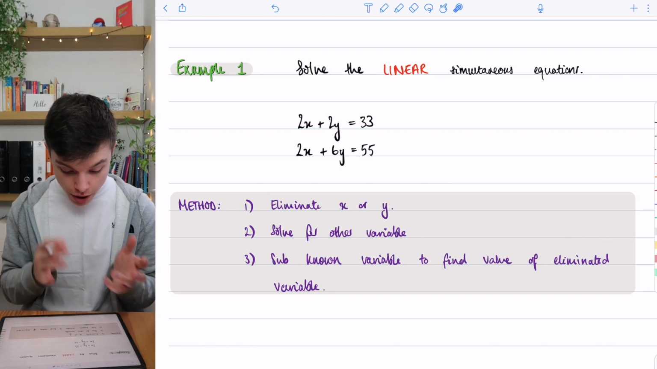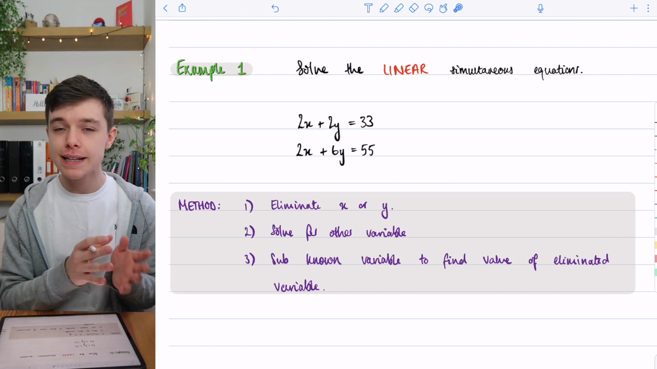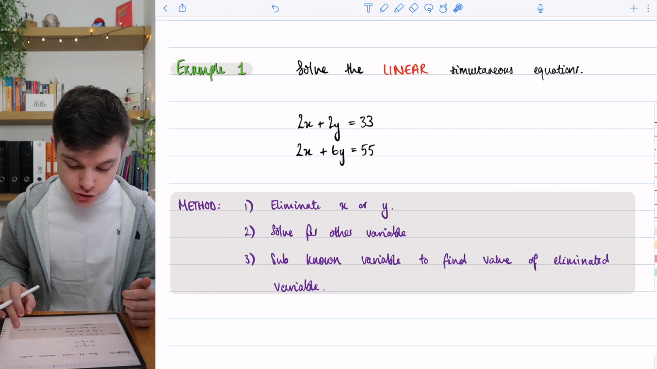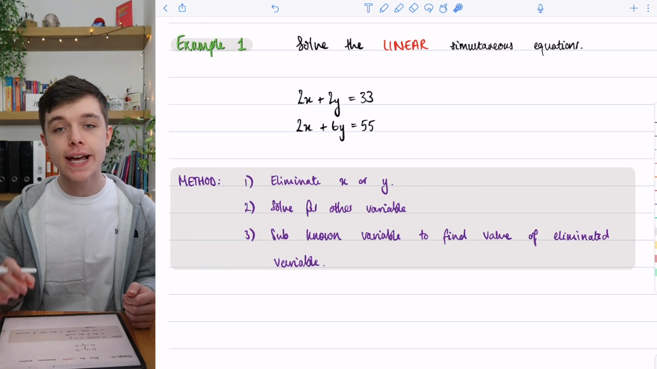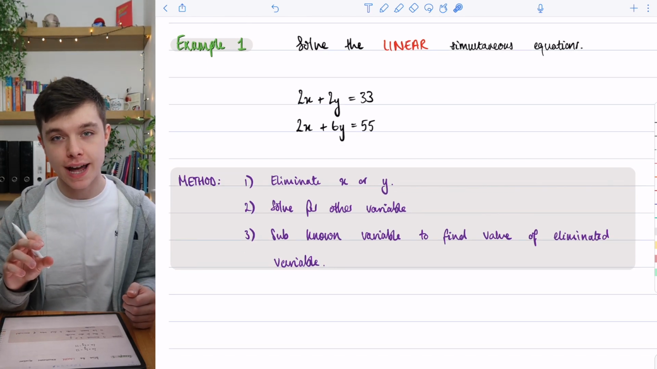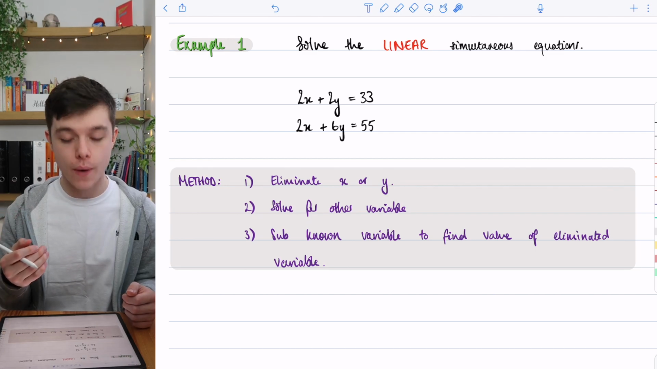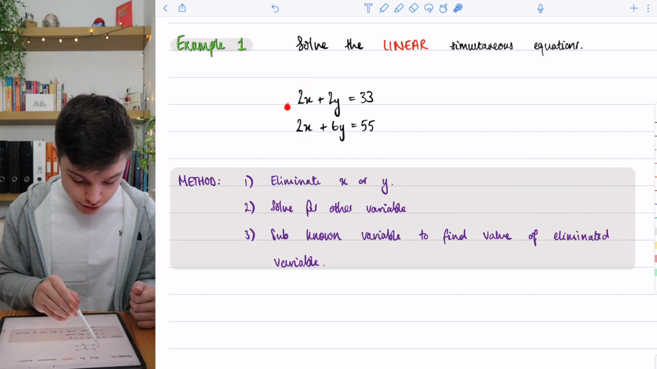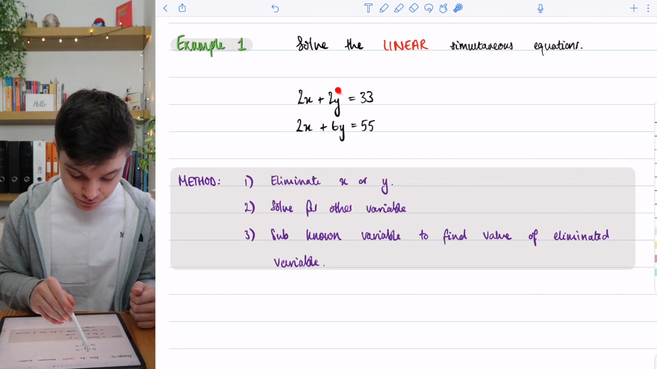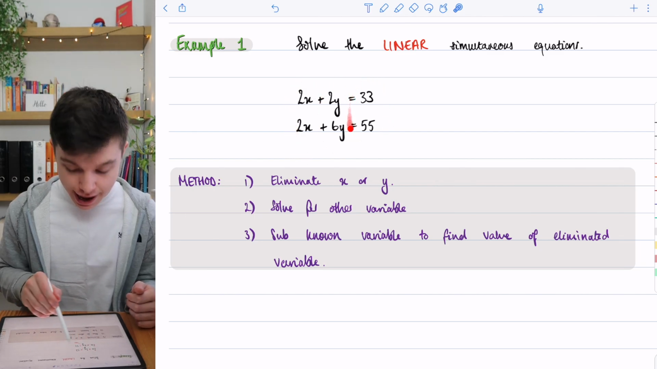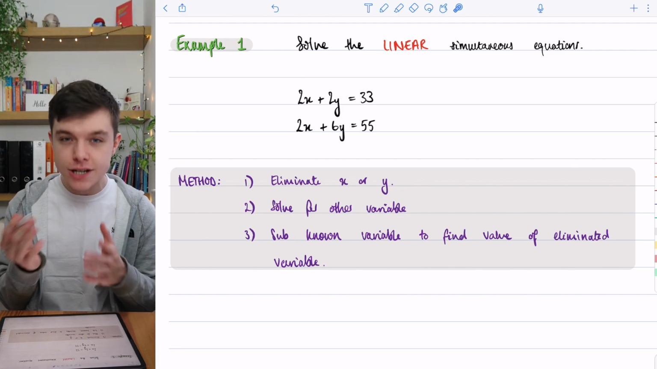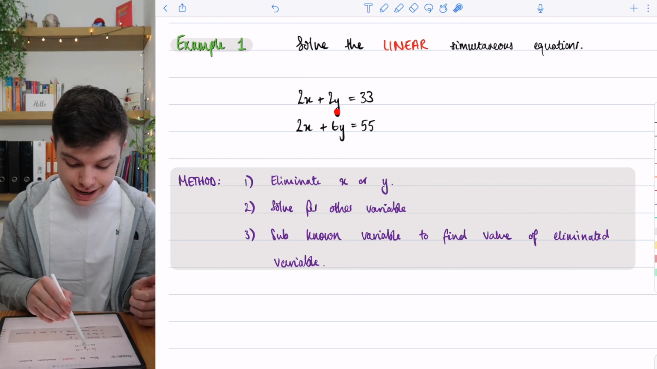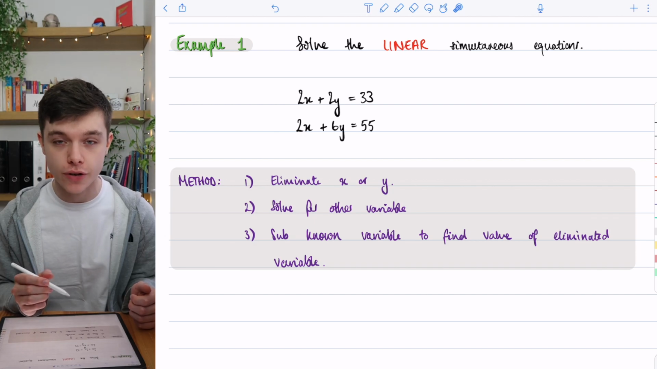Okay? So, the first thing we need to do, like I said, is eliminate x or y. So to do that, we can either add the two equations together, or we can subtract the two equations. What I mean by adding or subtracting them is adding the x parts together, adding the y parts and adding our constant terms on the right hand side, or if we're taking them away, then we take each part of the equation away from each other.